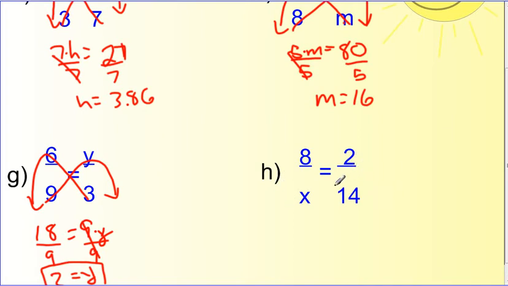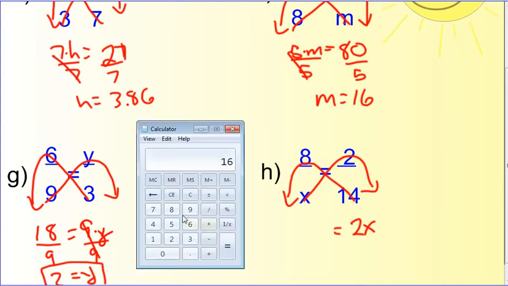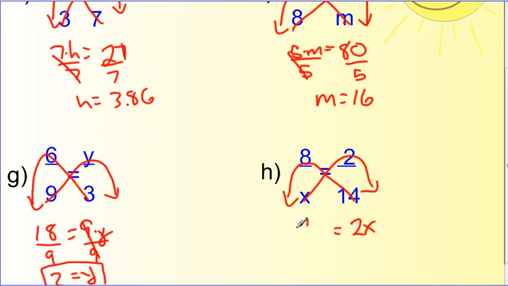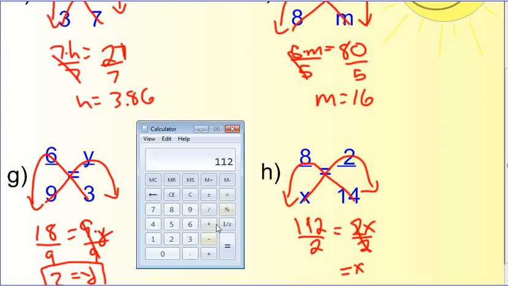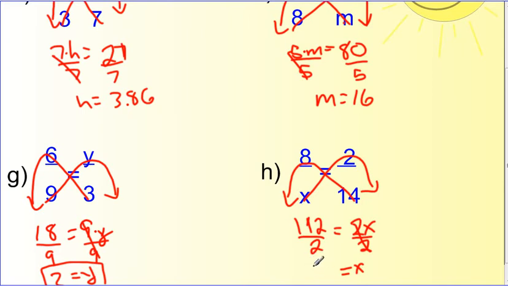Let's see, letter H. Cross multiply here, 2x. Cross multiply here, 8 times 14. 8 times 14 is 112. To solve, we have to divide by 2 to get rid of that. Divide by 2 here. X equals 112 divided by 2 is 66, I think. Divide by 2, 56. And we're done.